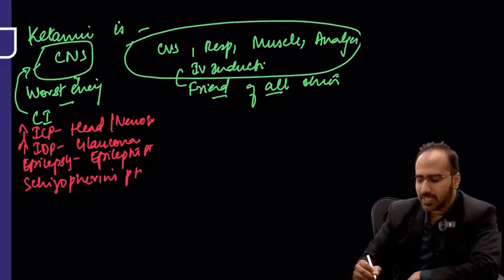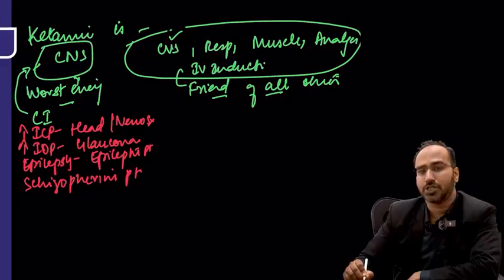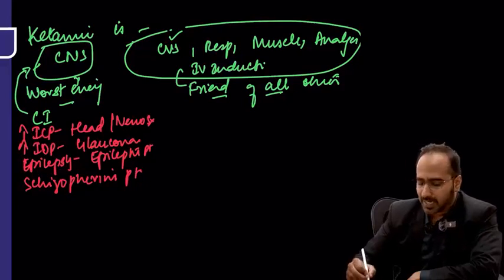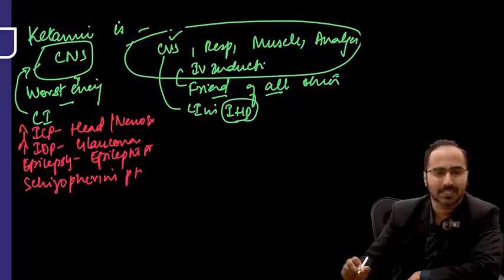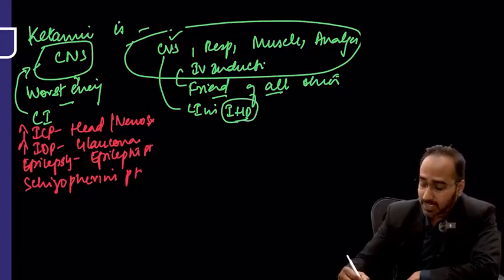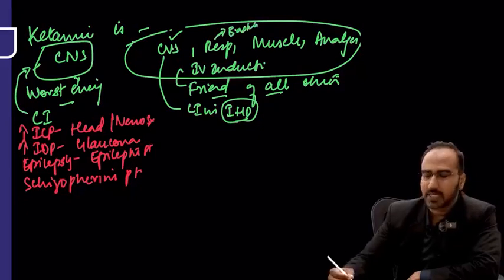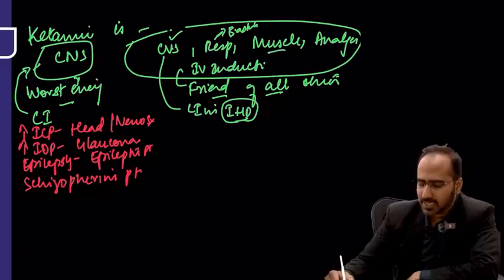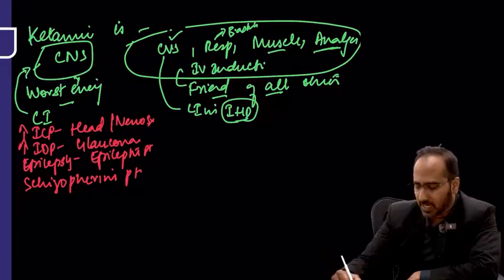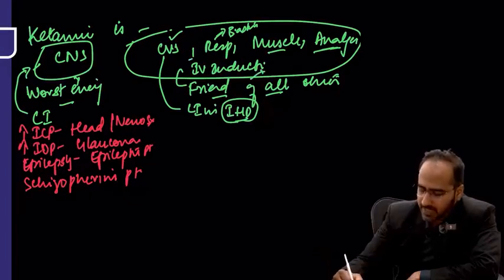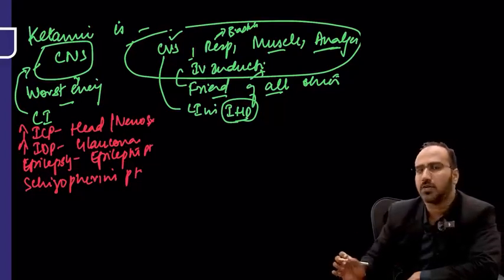And it is a friend of all other systems. It is an IV induction agent of choice for shock as well as cyanotic heart diseases, but contraindicated in ischemic heart disease. Why? Because an ischemic heart disease patient cannot tolerate extreme changes in blood pressure and heart rate. Next, it is the IV induction agent of choice for respiratory problems such as bronchial asthma, because it causes bronchodilation. It causes an increase in muscle tone and it is the only IV induction agent with analgesic property. Ketamine is also a painless IV induction agent. So it is a friend of these systems, enemy of this system, that we need to remember.